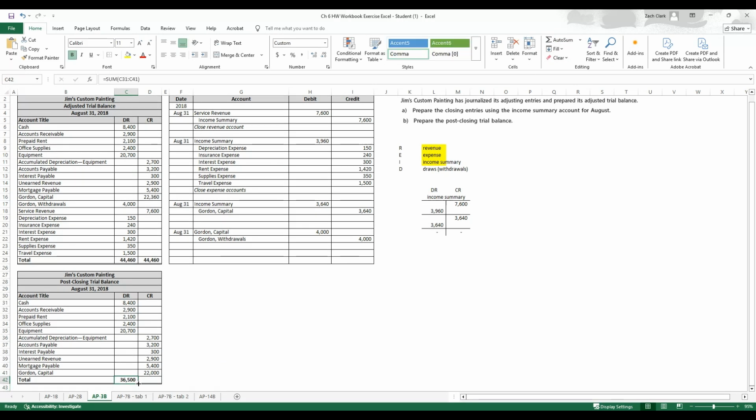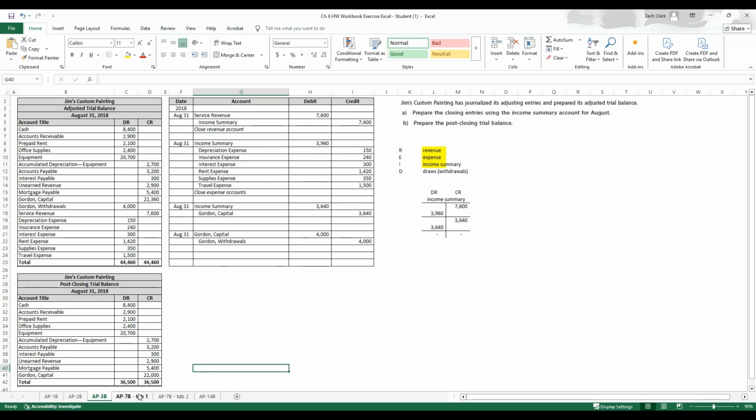And then let's just add these two columns up to make sure that we still balance, and we are looking good.